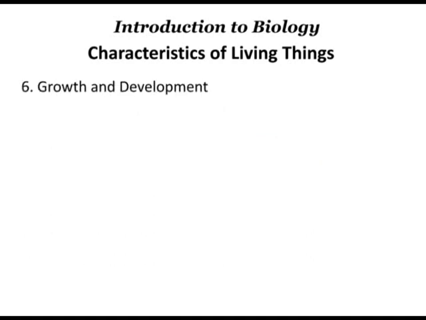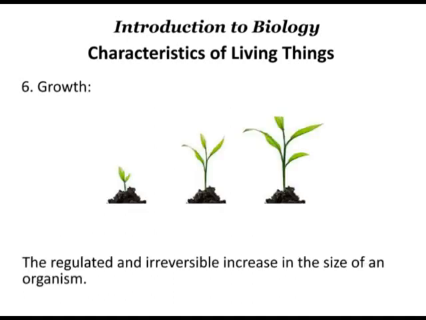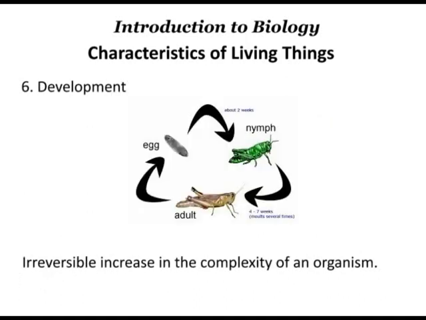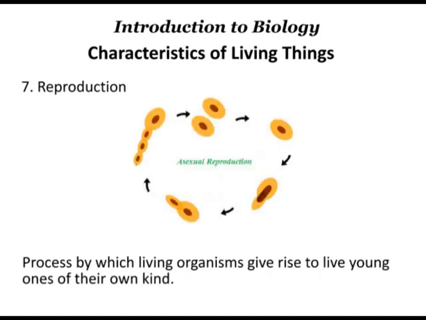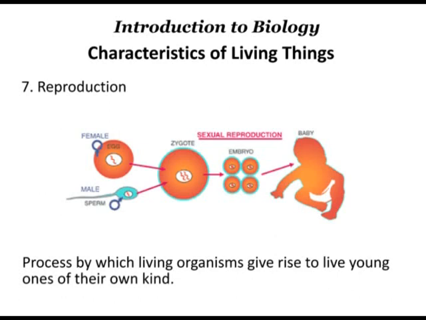Growth and development. Growth is the regulated and irreversible increase in size of an organism. Growth occurs when cells increase in size. In multicellular organisms, growth also occurs due to increase in the number of cells. Development is the irreversible increase in complexity of an organism. Reproduction is the process by which organisms bring forth young ones of their own kind. This can be asexual, where an organism splits into two, or sexual, where male and female gametes fuse.